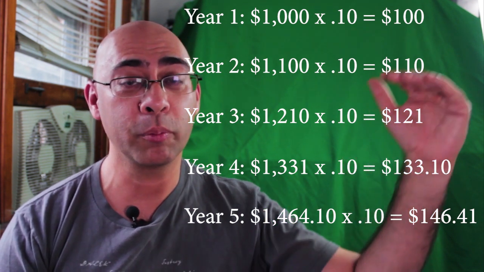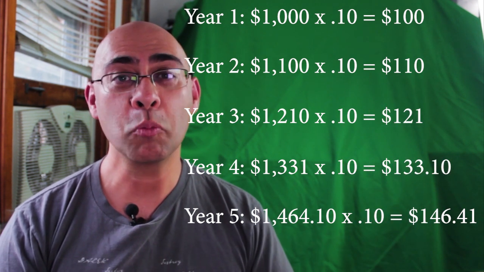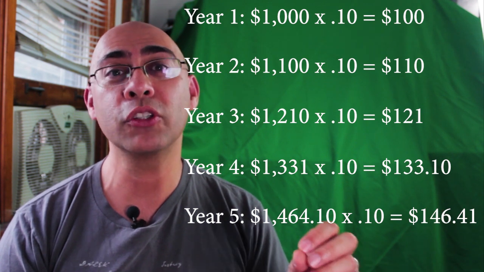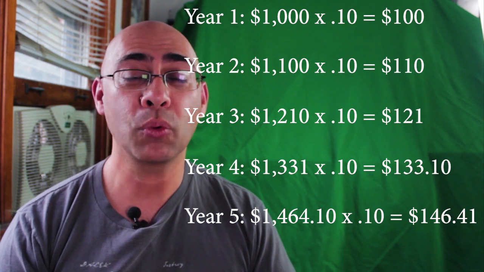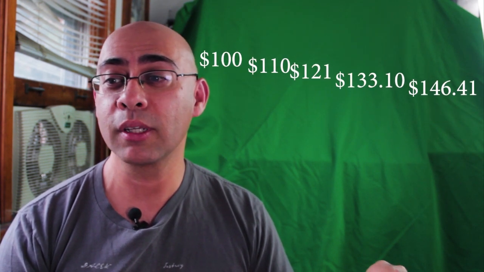$146.41. And as you compare from year to year, you see that you're getting more and more interest because you're including the extra money to make more money. That's why it's compounded. And the total amount of interest you get from those 5 years is $610.51. So that's a simple basic breakdown of simple interest versus compound interest.